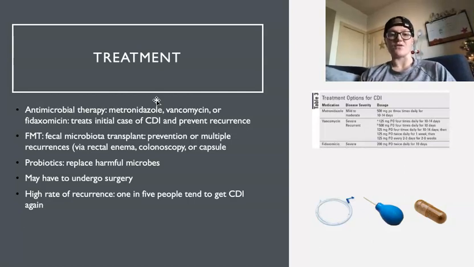Another treatment is the fecal microbiota transplant, and it can help with prevention, or you get it whenever there are multiple recurrences. This is when healthy fecal bacteria is transferred from a healthy person to one with C. diff, and it restores the normal flora into the intestines directly through a rectal enema or colonoscopy, or from a capsule. Right here is the capsule, and then this is the rectal enema, and then the colonoscopy.